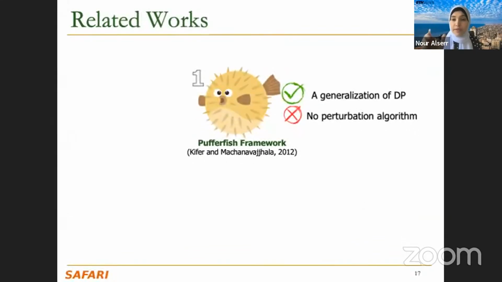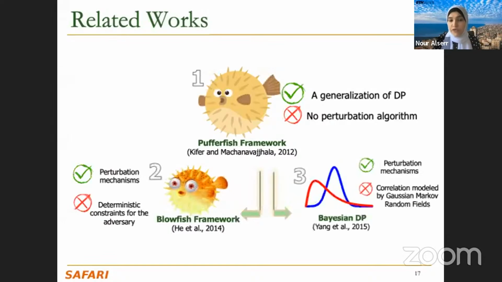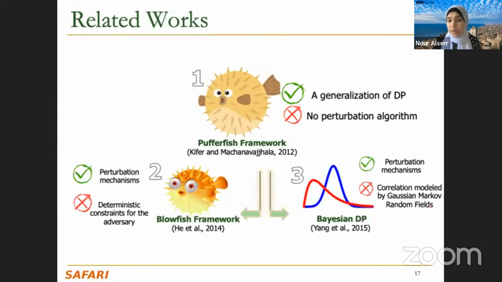Now, again, many of the related works started to find this limitation. The first one to find the limitation of differential privacy is the Pufferfish framework. And here they didn't show any mitigation. They just show that we have that limitation for differential privacy. Following Pufferfish, we have Bluefish, we have Bayesian differential privacy. They're trying to give some mitigation or perturbation mechanism, but in Bluefish, for example, they have some restrictions which cannot be generalized, and also the same for Bayesian differential privacy. They model it by a Gaussian Markov random field, which also cannot be generalized for any data set.